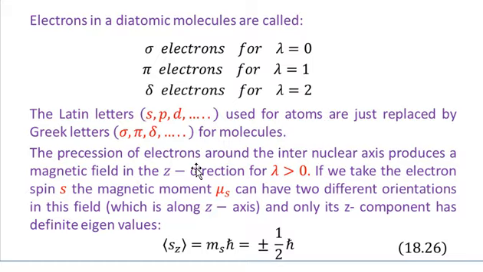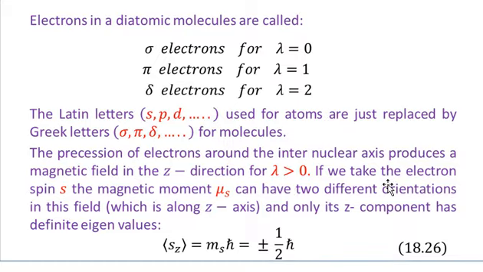The precession of electrons around the internuclear axis produces a magnetic field in the z direction for all values of lambda greater than 0. That is, when lambda is equal to 0, that is for the sigma electrons, no magnetic field will be generated during the precessional motion of the electron. But for values of lambda greater than 0, that is for the pi electrons and the delta electrons, the precession of these electrons around the internuclear axis produces a magnetic field in the z direction.